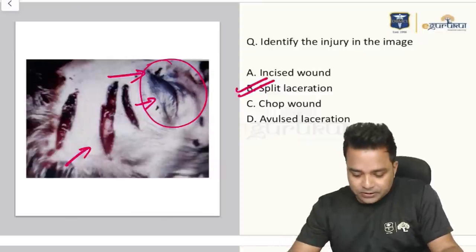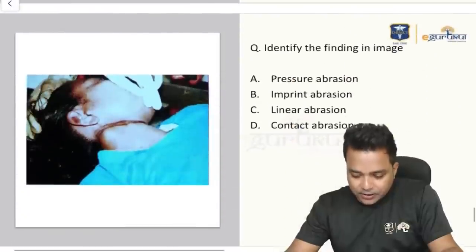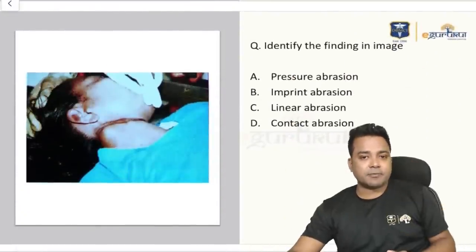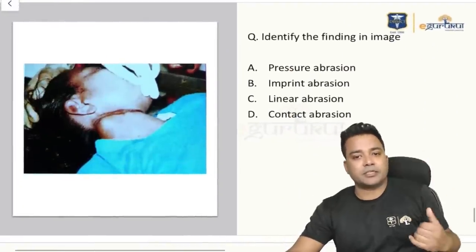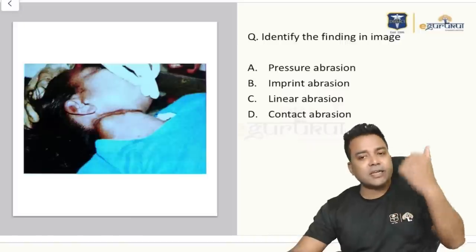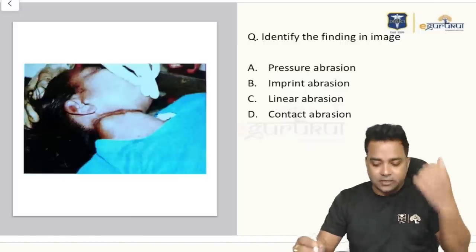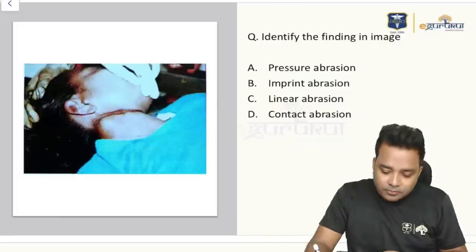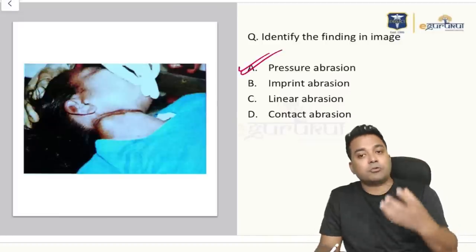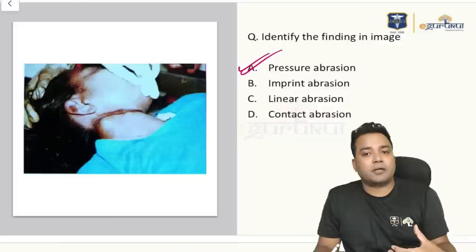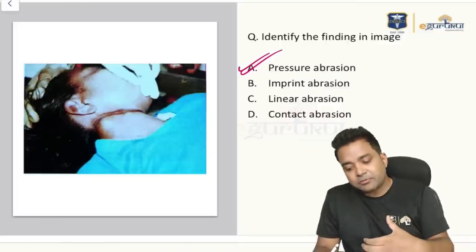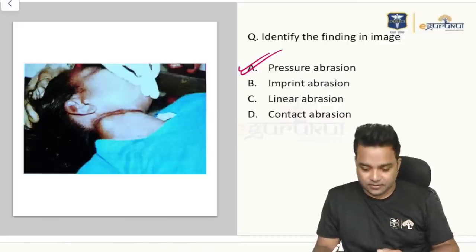So these are prospective questions from the same image. Identify the finding in the image. Yeh directly image dikha ke aapse pucha gaya tha ki kis type ka operation hai. And we know ligature mark in hanging or ligature strangulation is a type of pressure abrasion because they occur due to sustained pressure over a body part. Sustained pressure ki wajah se kya hota hai? Pressure abrasions.